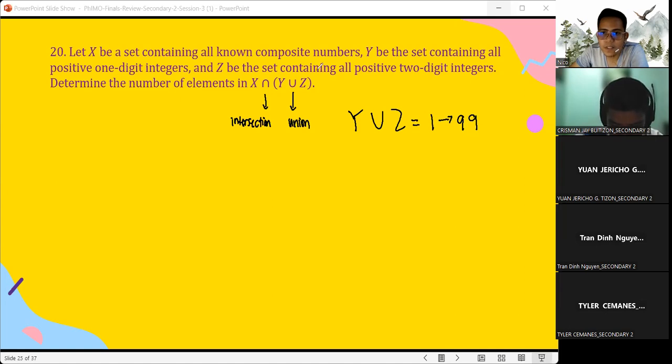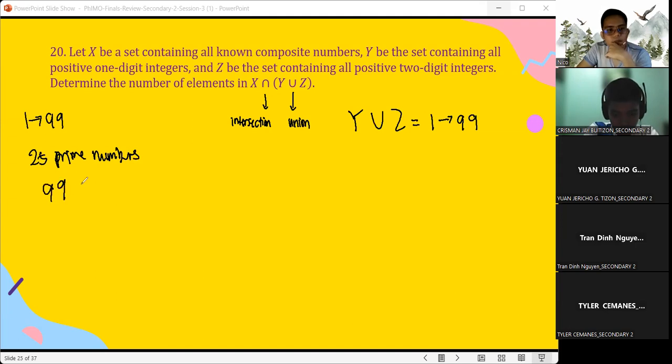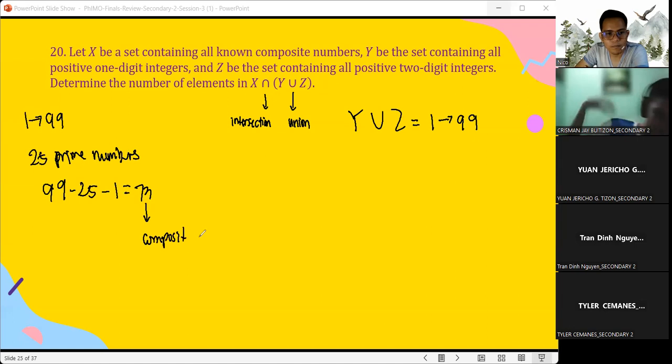When you say composite numbers, how many are there? Let X. So this means the composite numbers from 1 to 99. I only know prime numbers, no? From 1 to 99, there are 25 prime numbers. So out of 99 numbers, minus 25, minus 1, because you cannot include 1, there are 73 composite numbers.